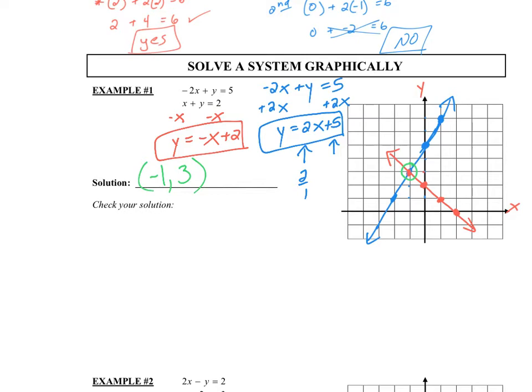How do we check our solution? We take the two equations, so top equation, and you plug it in.